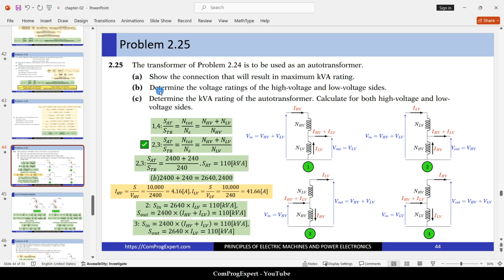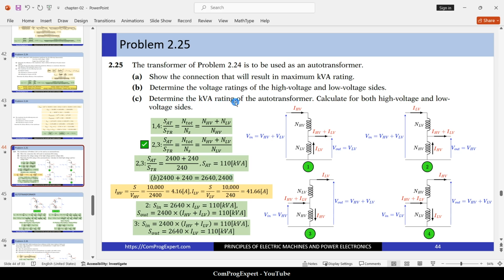Part B, determine the voltage ratings of the high voltage and low voltage sides. So in case 2 and 3, the voltage of the high voltage side is this summation, and the low voltage side is equal to the voltage of the high voltage winding, in part 2 or part 3. The voltage of the high side is this summation, and the low side is 2400.